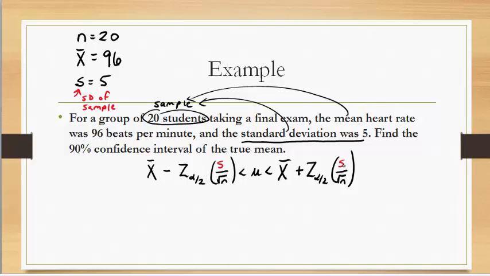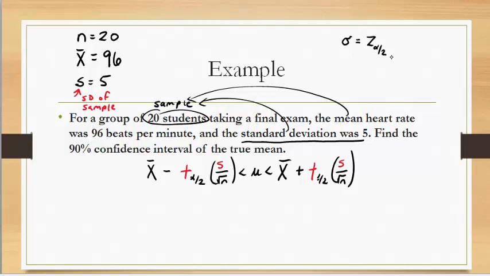Now, I can do that as long as I also make a change here. So I am going to change this Z alpha over 2 to a T alpha over 2. Okay, so let me clarify this for a second. In our formula, if we have the standard deviation of the population given, then we're also going to be using a Z-score.